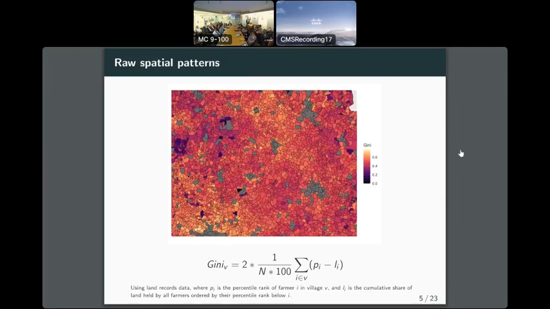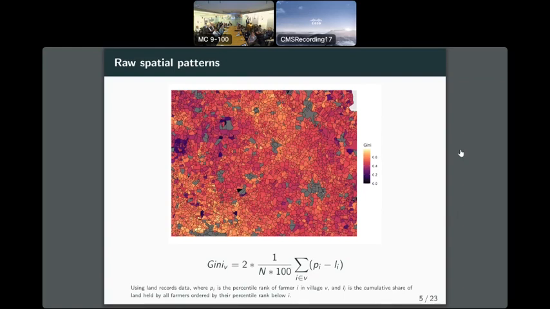So before showing you the patterns, this is a map I could do to make sure the identity of the state and the region remains anonymous. So here is just a raw spatial pattern.